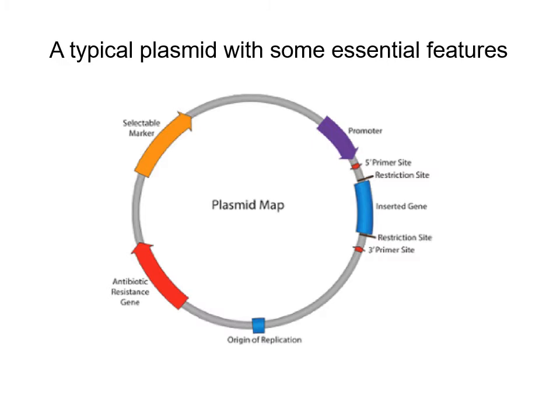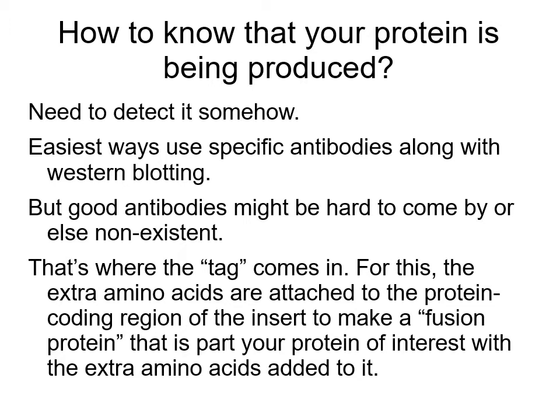Okay, again, essential features. We now have to think about the promoter in the cases where we're going to go into a eukaryotic cell and what that would look like. Okay. So how would you know that your protein has been being produced? And this is a little bit more complicated. You need to detect it somehow. And of course, the easiest way is to use specific antibodies along with Western blotting.